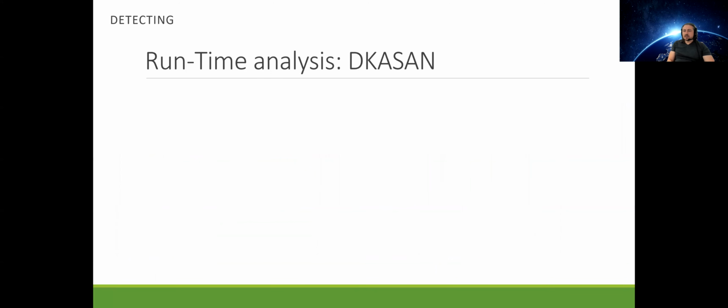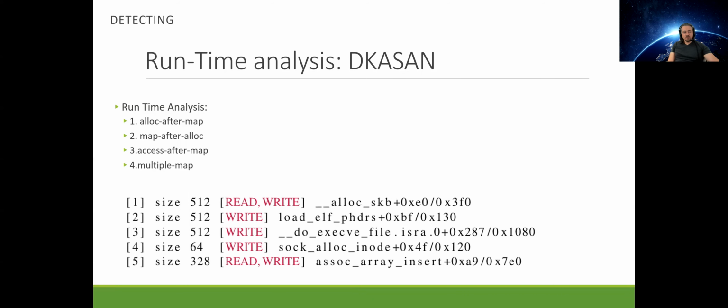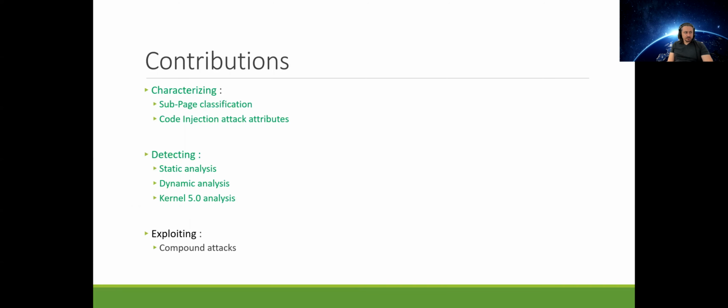Second, we have DKSAN. It's a runtime analysis built on the kernel address sanitizer, and you can read more about it in our work. It finds these four types of vulnerabilities, where a buffer is mapped randomly in essence, and you find multiple examples of non-IO buffers being exposed. Both tools are open source. You can find them on GitHub.